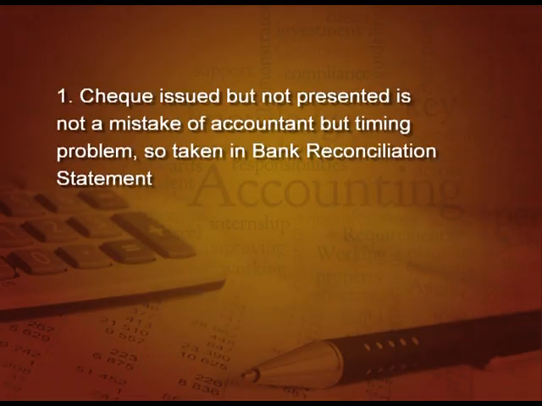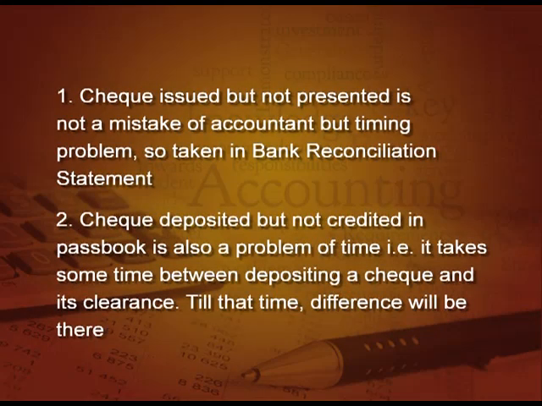Let us begin with point number 1. Check issued but not presented is not a mistake of an accountant, but it is due to the timing problem. So, we will take it in bank reconciliation. Coming to point number 2, check deposited but not credited in the passbook is also a problem of time, because it takes some time between depositing a check and its clearance. Till that time difference will be there. So, this point will also go to bank reconciliation.